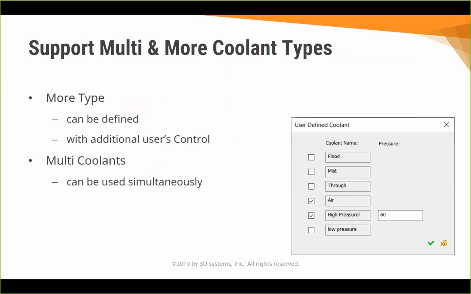Last one for the highlights is the support for multi and more coolant types. So first we have more types. We can see here a dialogue in the preference where the user can specify which more types he would like to use on top of the flood, mist, through, and air. In this example, high-speed pressure. If this is checked, then also a pressure value can be typed in. Not only that, but also multi-options for coolants are available. So in this case, 2 coolants are available to be output at the same time.